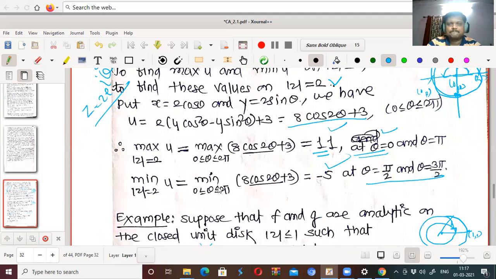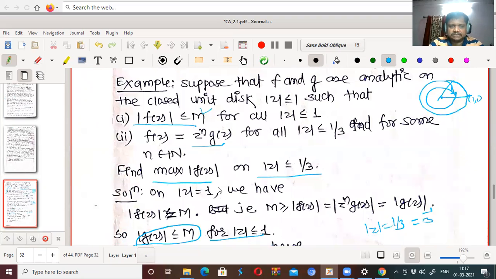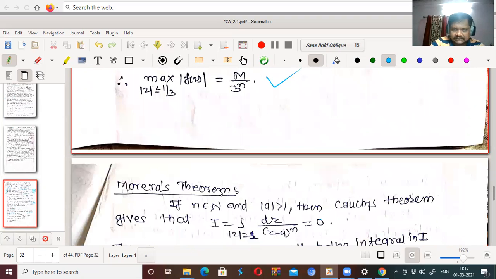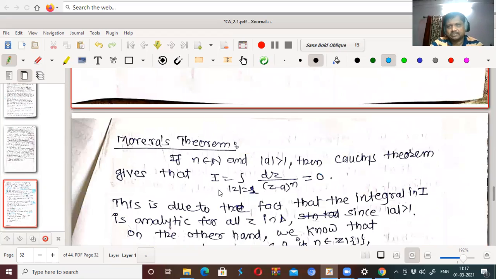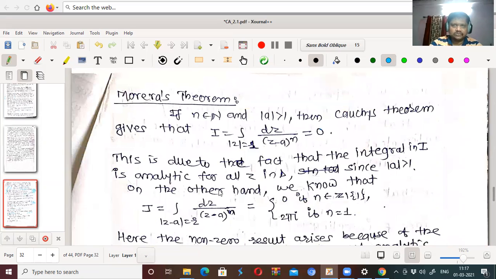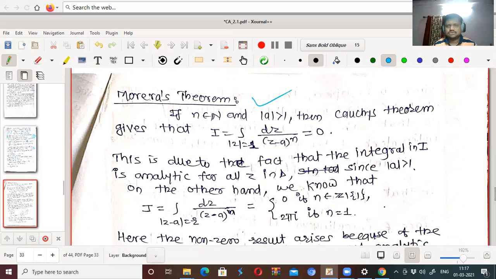This is about the minimum modulus principle. Once we obtain the maximum modulus principle and then the minimum modulus principle, we have one more important result which we call Morera's theorem. Before seeing the statement of Morera's theorem, we'll see some introductory part.